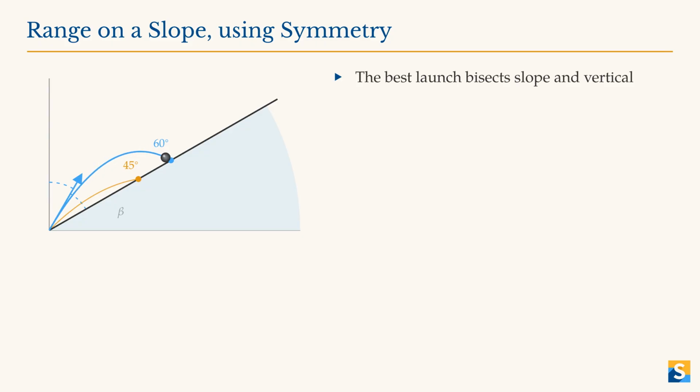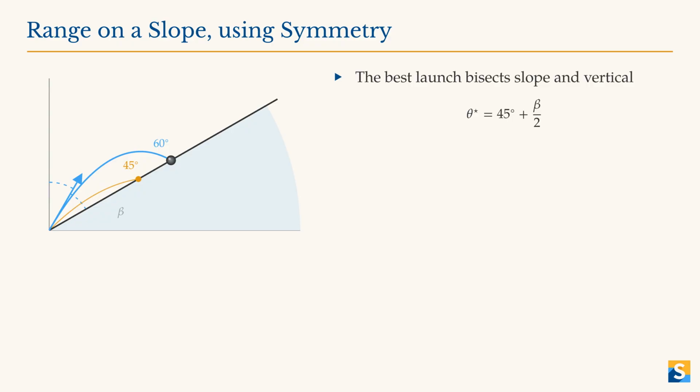Theta star equals 45 degrees plus half of beta. On a 30-degree hill, 60 degrees. And on flat ground, beta of 0, we recover the plain 45. That famous angle was never magic. It was a bisection all along.